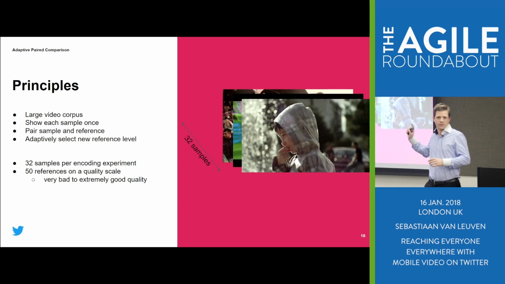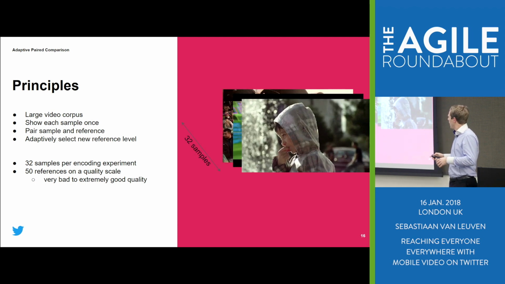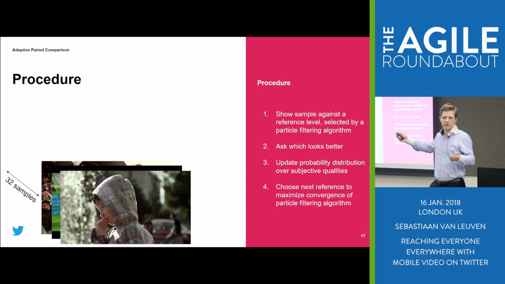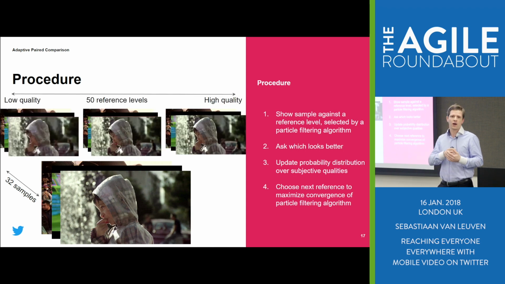So this is your corpus of 32 samples, and we randomly pick one. Let's assume these are the first three samples we're going to pick for this test. And then we've got our reference scale. It goes from really low to really high, and we randomly pick one for the first sequence.